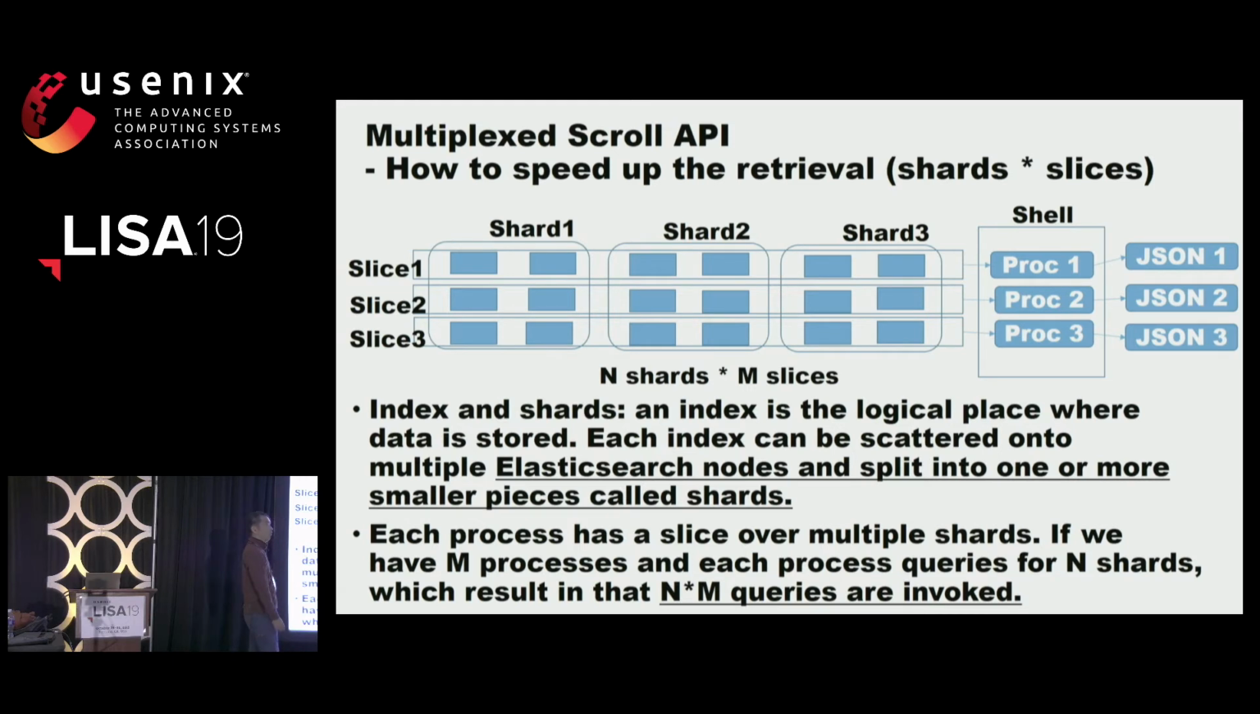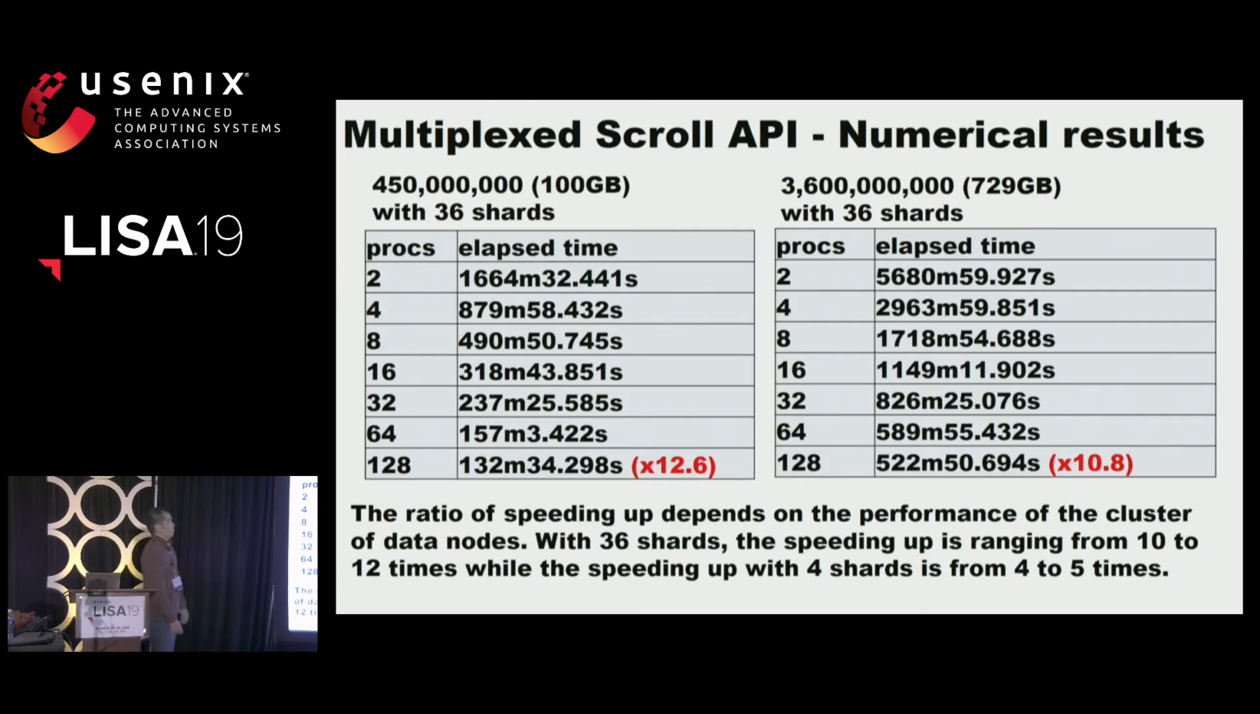But okay, horizontally. So if we have n processes, and each process queries n shards, in total n times m queries are issued. This is a result of speeding up. We have achieved about 10 to 12 times speed up with the multiplexing of 128 processes. Speeding up much depends on the performance of the cluster of data nodes.